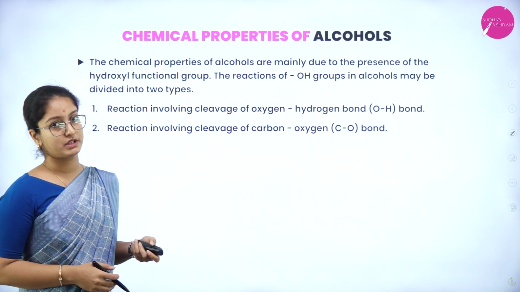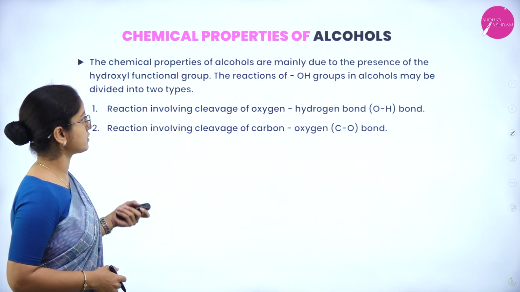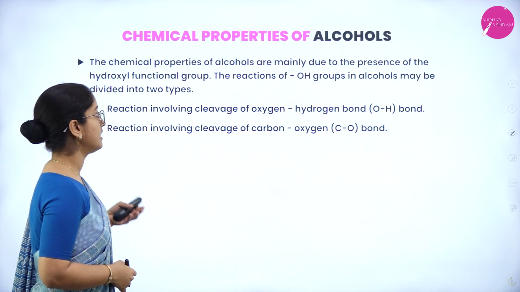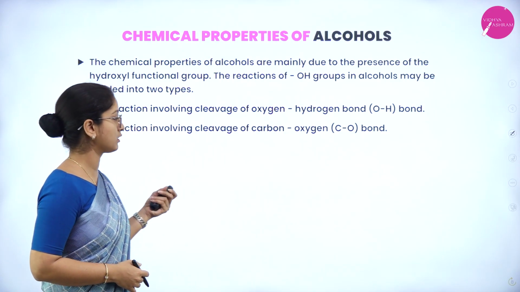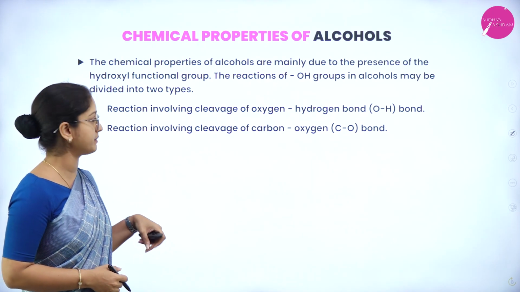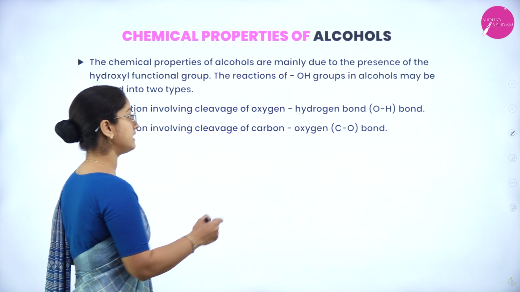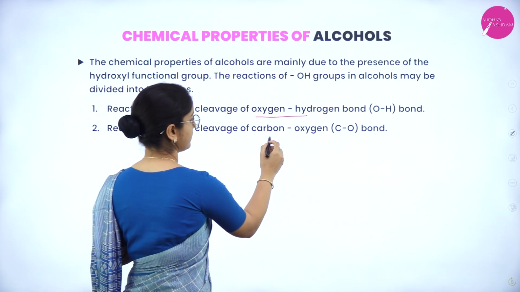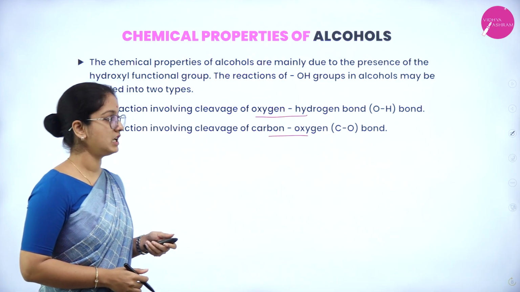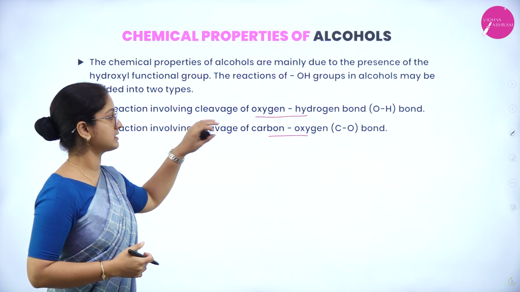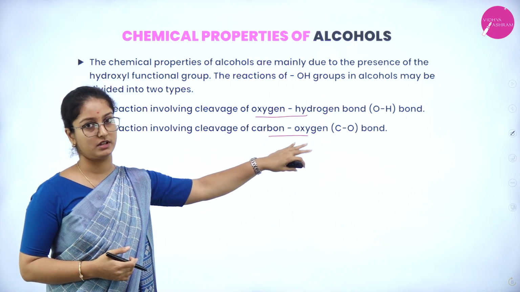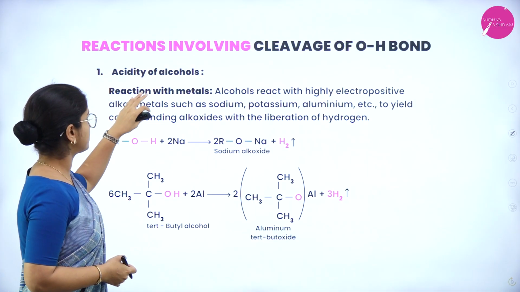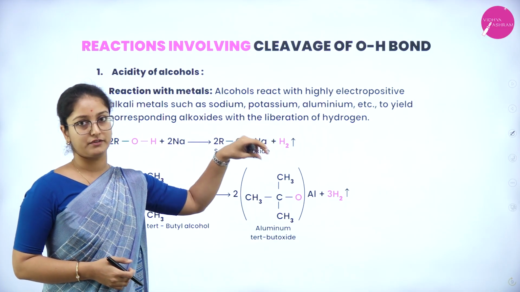Next is chemical properties of alcohols. The chemical properties of alcohols are mainly due to the presence of the hydroxyl functional group, and the reactions of OH groups in alcohols may be divided into two types: reactions involving cleavage of the oxygen-hydrogen bond, and reactions involving cleavage of the carbon-oxygen bond. Let us study one by one. In that, the first one is reactions involving cleavage of the OH bond.